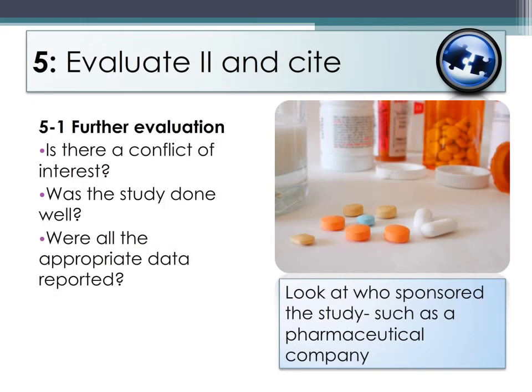The last step is evaluation and cite. When reading the articles, you will be looking for conflicts of interest, such as a sponsorship that could bias the research. Other questions you might consider are, was the study done well? Were all appropriate methods and data reported? You will learn more about these questions as you continue with your coursework.